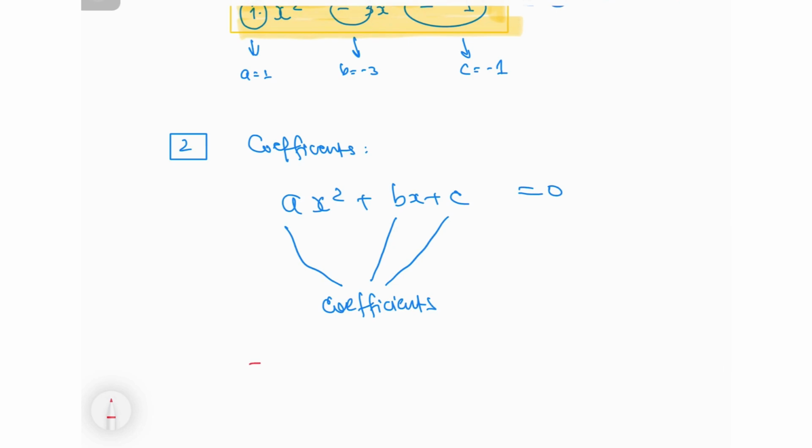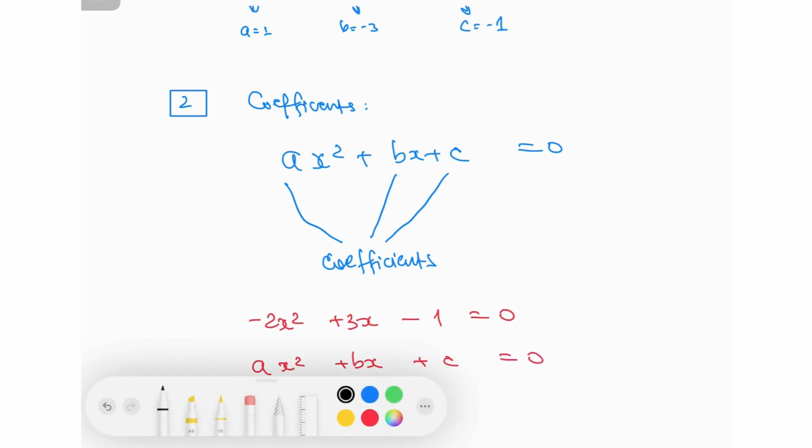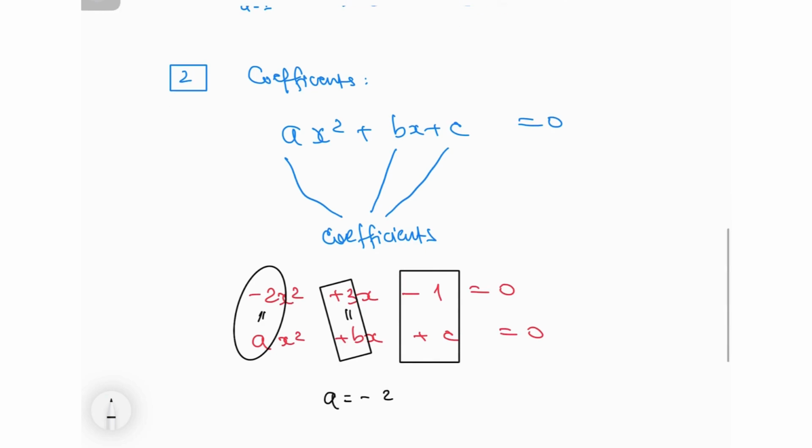So if you have minus 2x squared plus 3x minus 1 equals 0, the question is now, what are a, b, and c? You can write ax squared plus bx plus c equals 0, and then you can match. So a is negative 2, b is 3, and c is minus 1. So you can write a equals negative 2, b equals 3, c equals negative 1.